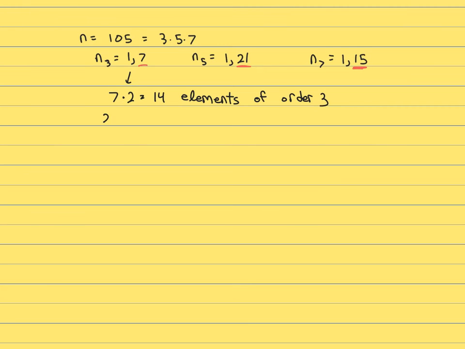Next up, 21 Sylow 5 subgroups. Each Sylow 5 subgroup has 4 elements of order 5. That gives us 84 elements of order 5. Finally, the last one is 15 Sylow 7 subgroups. Each Sylow 7 subgroup gives you 6 elements of order 7. That gives you 90 elements of order 7. Add them all up, read them and weep: 188, which is definitely bigger than 105.